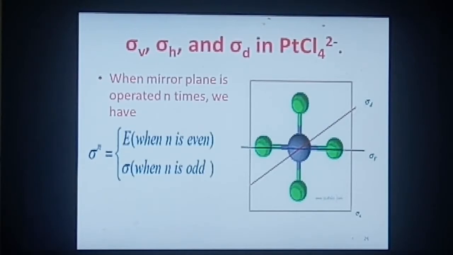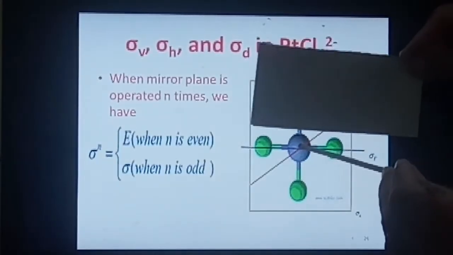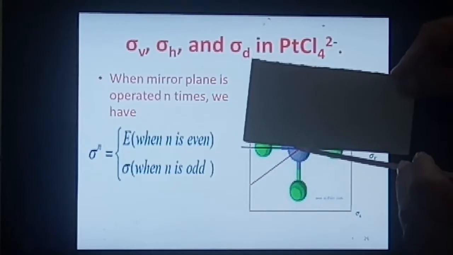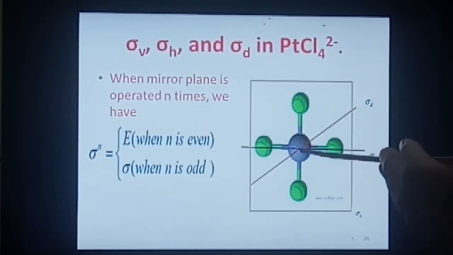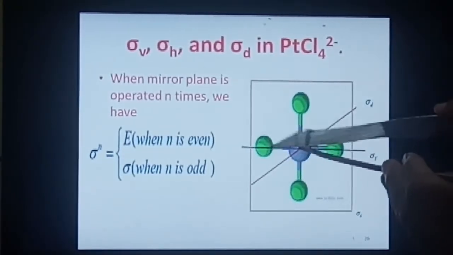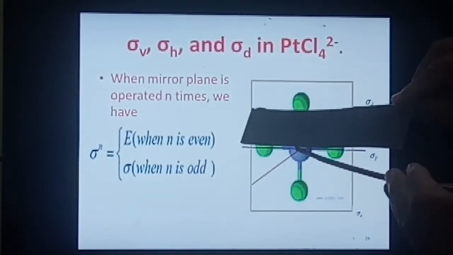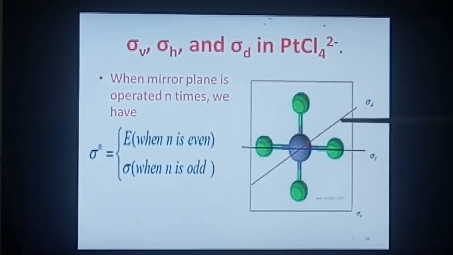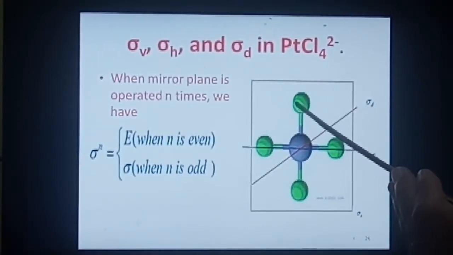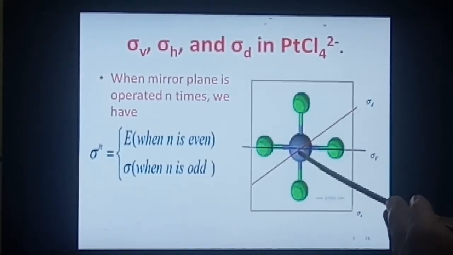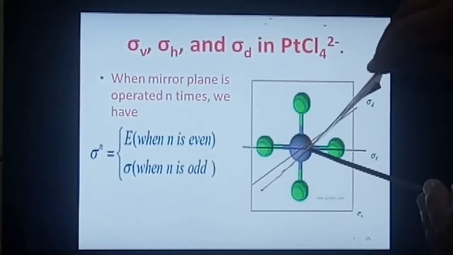Now the plane passing through the four chloride atoms and perpendicular to this axis of rotation is called the sigma H. The plane passing through the principal axis and these two atoms is the sigma V. Now this is sigma V, and the plane passing between the two C2 axes and the principal axis is sigma D.